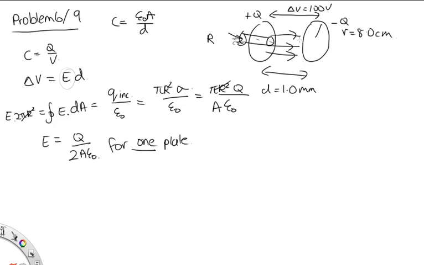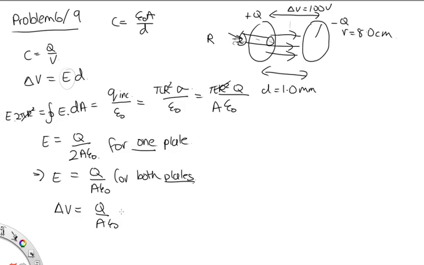But here we have two plates. The electric fields will add together in the middle as the electric field lines are going in the same direction, as these two charges have opposite signs. So for two plates, it's Q over A epsilon naught for both plates. So now we've derived our expression for the electric field, we can substitute it back into this equation. So we've got the voltage difference between the plates is Q over A epsilon naught times D.